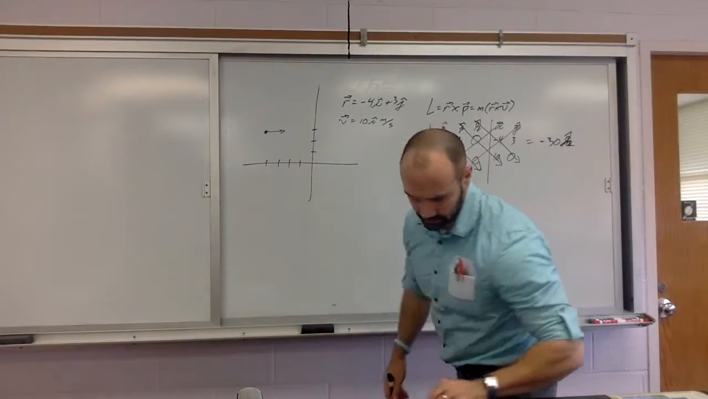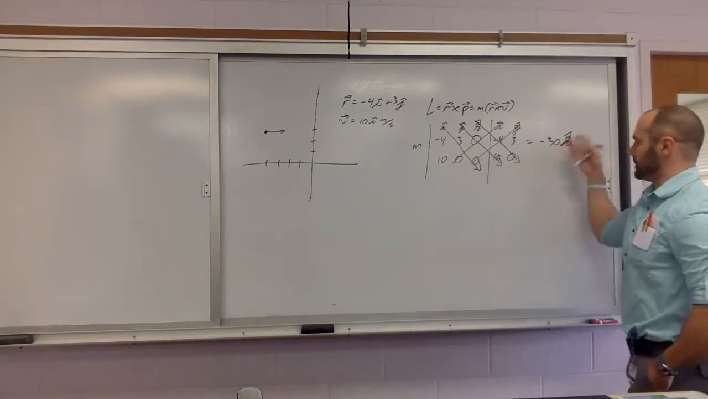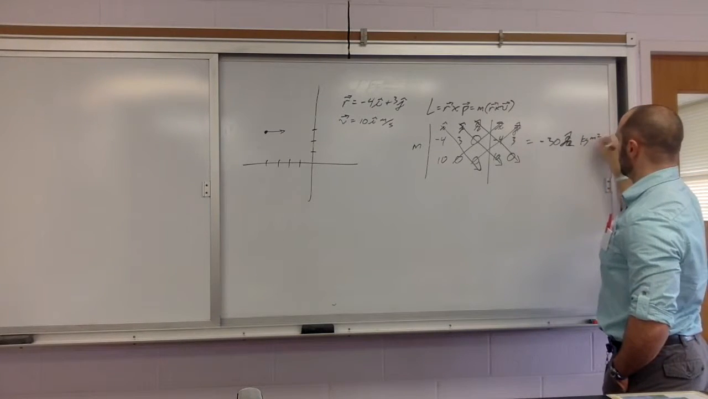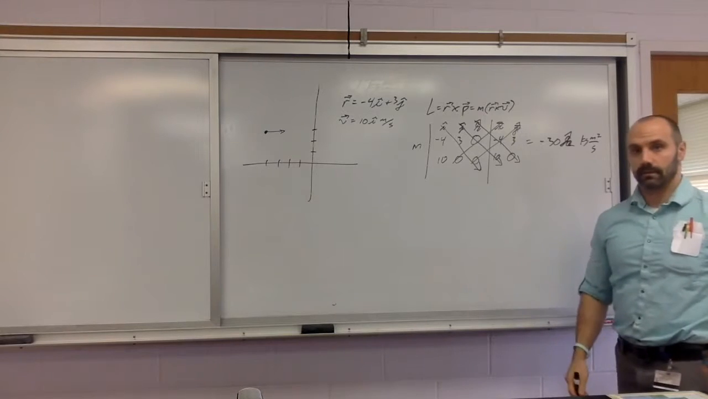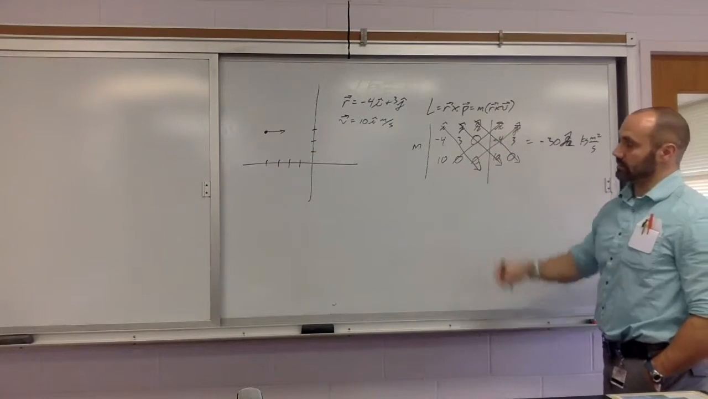And the mass is 1 kilogram, and so 1 times this will just be -30. -30k kilogram meters squared per second. So there we have the angular momentum found using this.